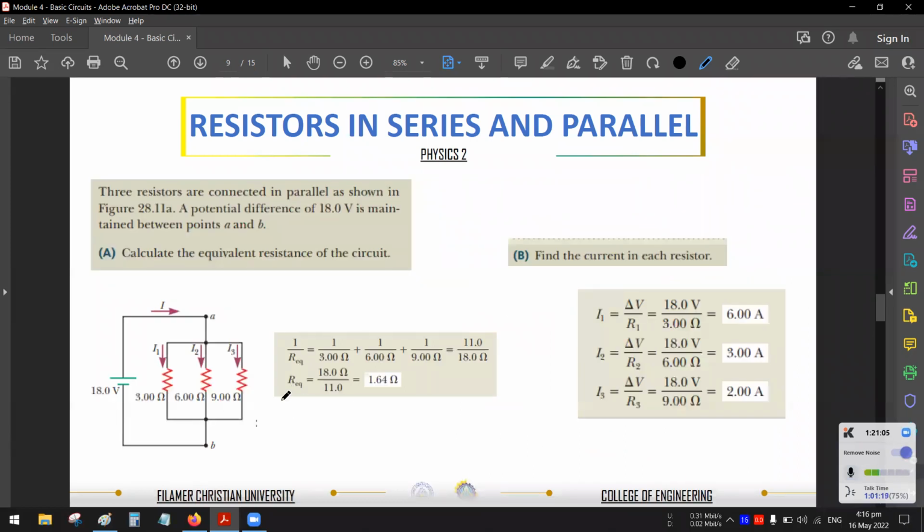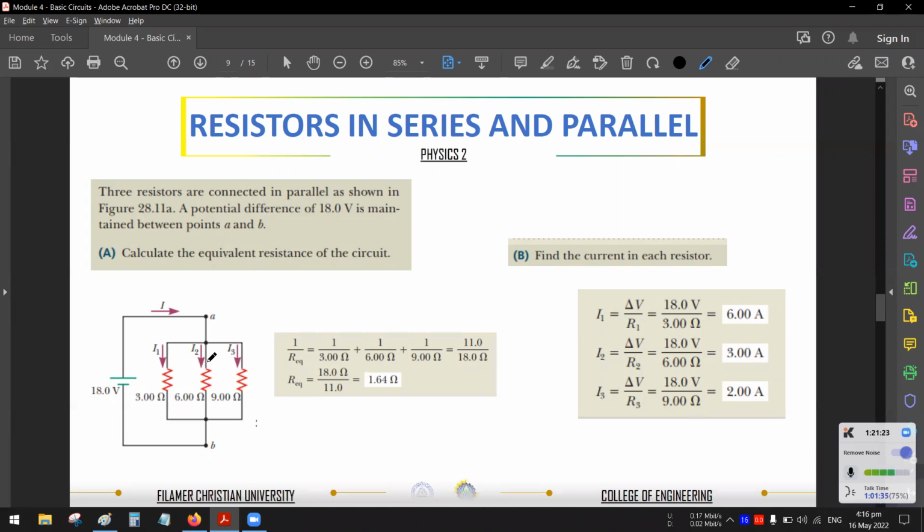So how about ito? Meron tayong 3 resistors in a parallel. 1, 2, 3. So ano yung equations natin dito? Or paano natin to isosolve?